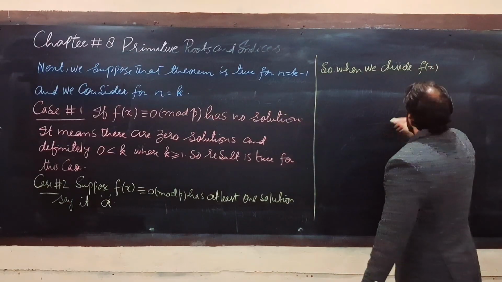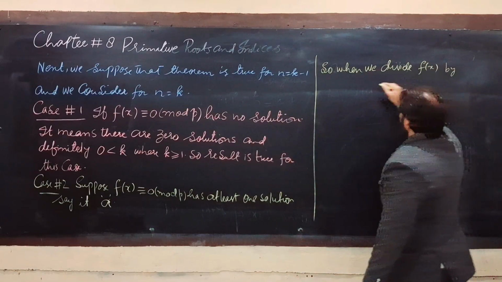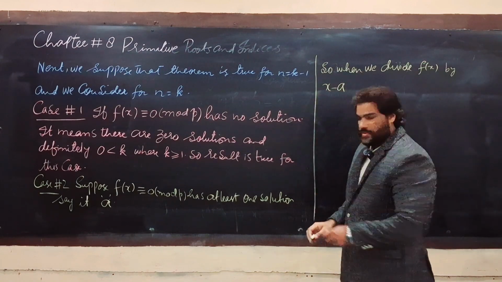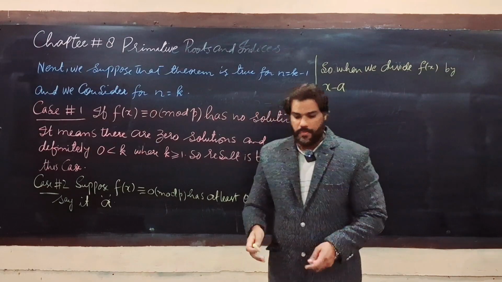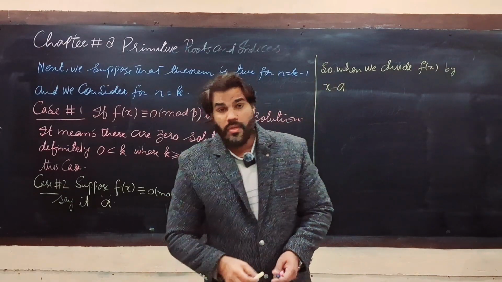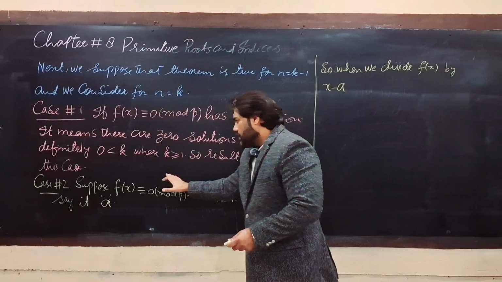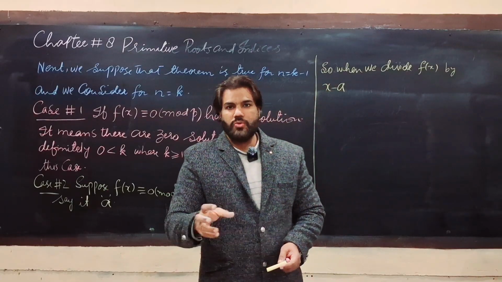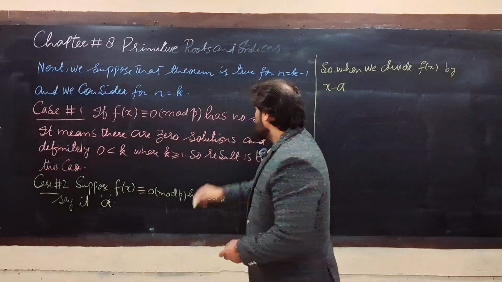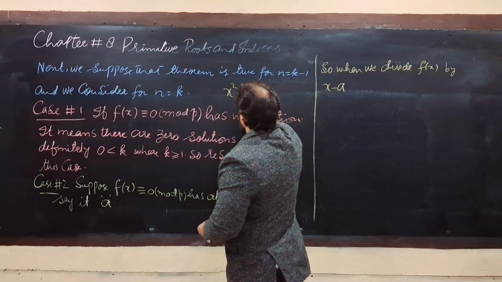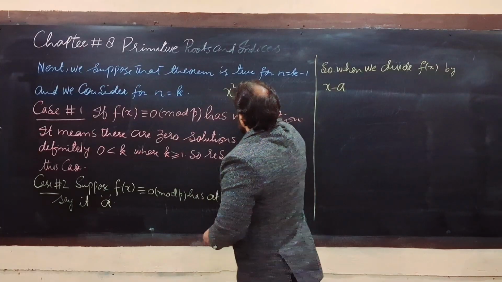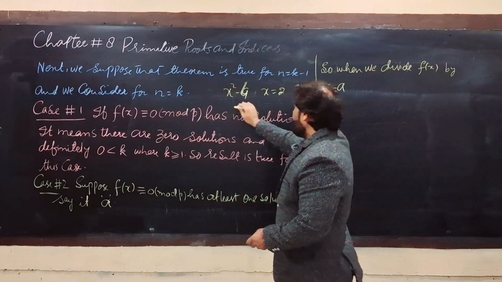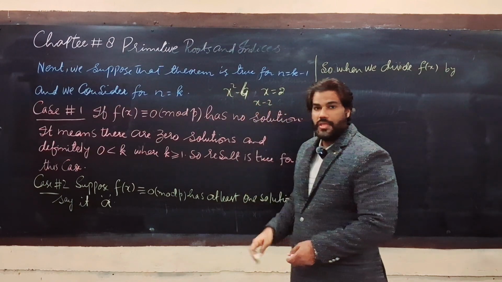the polynomial f of x by x minus a. This is the same as you have learned in your school level or college level algebra. Suppose f of x is a second degree polynomial, and x equal to a is one of the roots. Suppose your polynomial is x square minus 4. You know x equal to 2 is one of its roots. So you can divide this polynomial by the linear factor x minus 2.